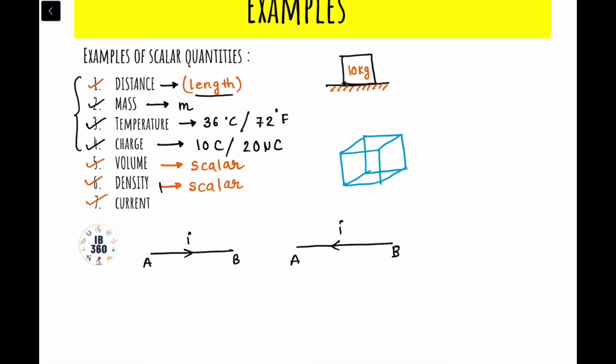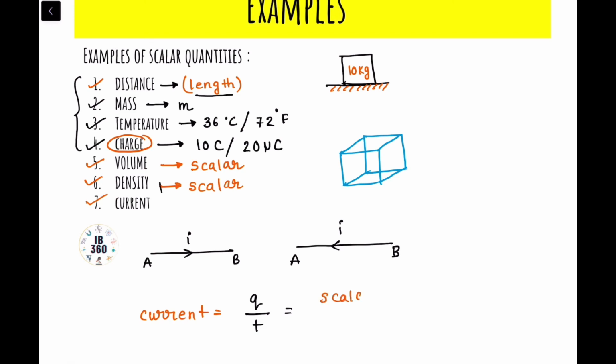You'll always have to check. So what is current? That is charge divided by time, right? Q by T, charge divided by time. If you don't know the formula, we'll learn it later. So what is charge? Charge is a scalar quantity, right?